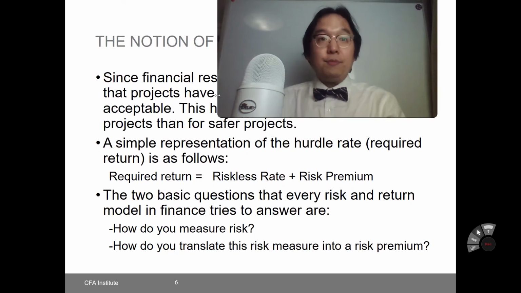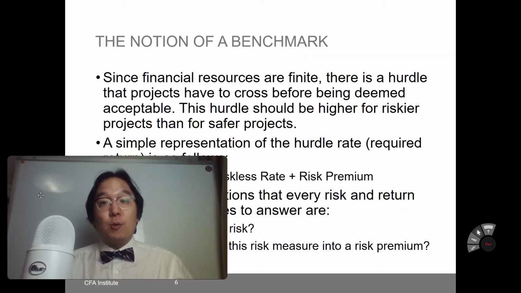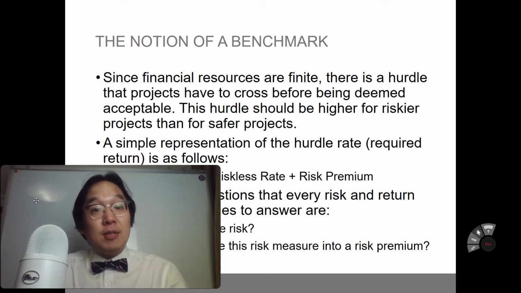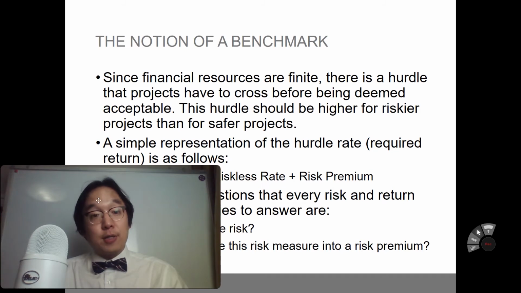The notion of benchmark. Since financial resources are finite, there is a hurdle that projects have to cross before being deemed acceptable. This hurdle should be higher for riskier projects than for safer projects. Makes sense, right?